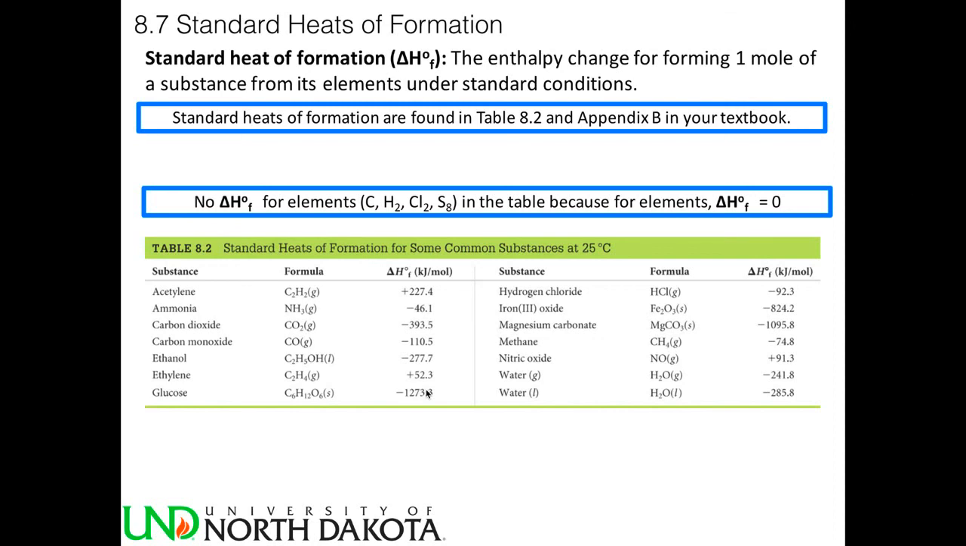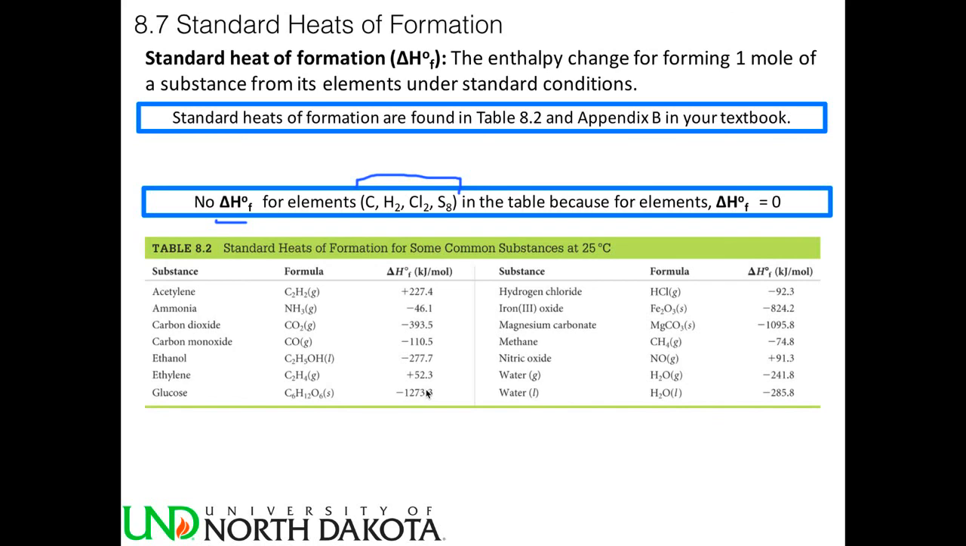Standard heats of formation can be found in Table 8.2 in your textbook, and there is a whole list of them in Appendix B. You won't see any delta H naught sub F standard enthalpies of formation for pure elements, so elements in their atomic state, like carbon, H2 and Cl2, and other diatomic elements, or things like S8. Remember, these are the same types of things that we saw had an oxidation number of 0. And because they're pure elements, they also have a standard enthalpy of formation equal to 0.